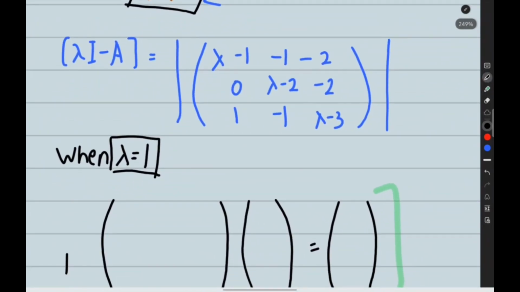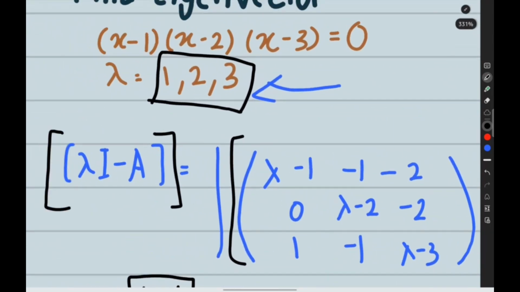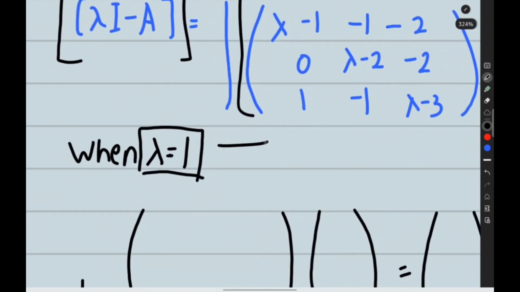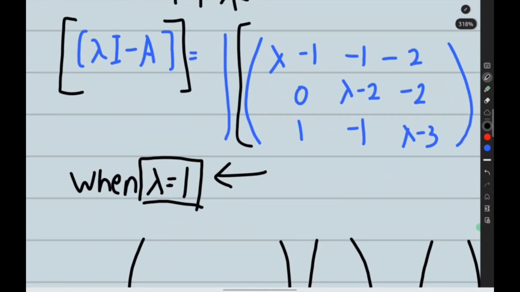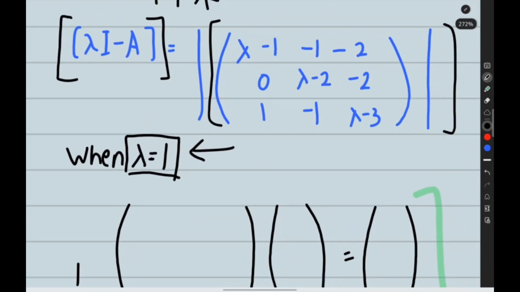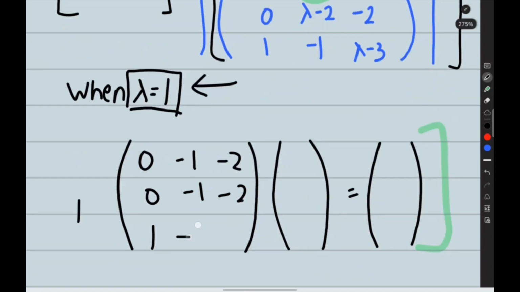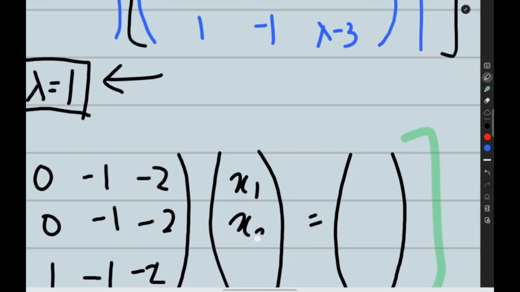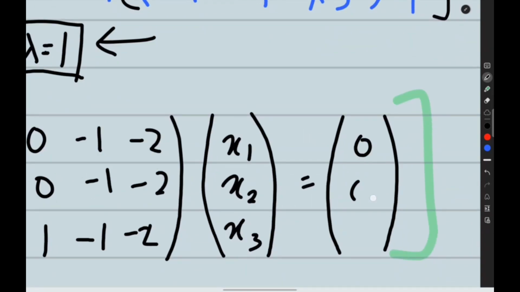For this example, we already have the lambda I minus A, which is here, and then we have to do it one by one, this one and this one. But for this example, I do the lambda 1. We just have to substitute lambda 1 in the equation, which is lambda minus 1 is 0, minus 1, this one we only have to copy because we don't have the lambda. So negative 1, negative 2, 0, lambda minus 2 is negative 1, negative 2, 1, negative 1, lambda minus 3 is negative 2, and then we assume here is x1, x2, and x3. Here is 0, 0, 0.